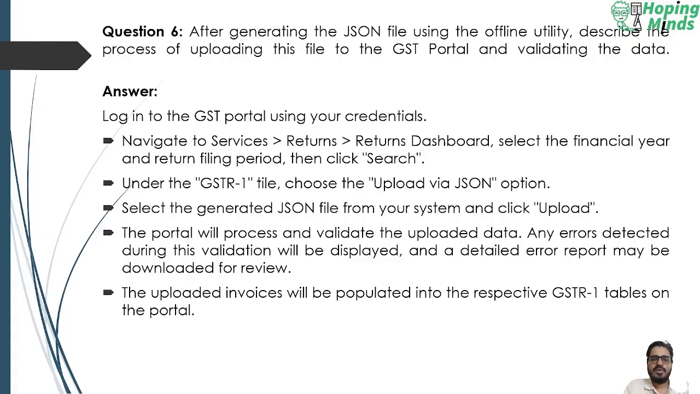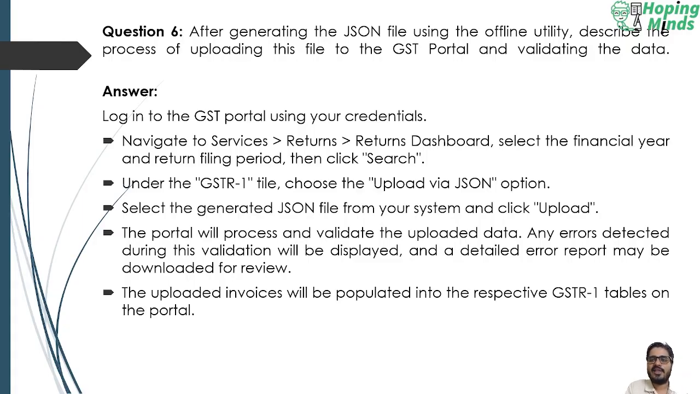Then we have to navigate to services. Under services, we have to choose the return option, and under returns, we have to go to the return dashboard. Then we have to select the financial year and return filing period, and then click on search. Under the GSTR1 title, choose the upload via JSON option. There is an option of prepare return offline. We have to choose that option in order to upload a JSON file. Then select the JSON file generated from our system and click upload.